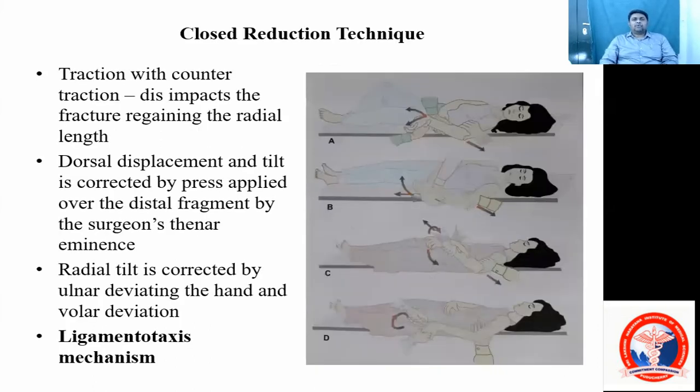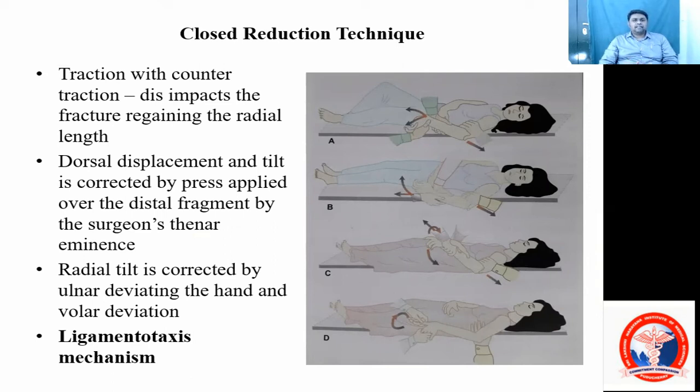Coming to the closed reduction technique. As you know, the deformities are impaction, supination, radial tilt, radial angulation, dorsal tilt and dorsal angulation. All these deformities have to be corrected. The first thing is that you make the patient supine with the elbow flexed to about 90 degrees, and you need two persons, one person to give traction, another person to give counter traction. Traction and counter traction is given to disimpact the fracture and to regain the radial length.